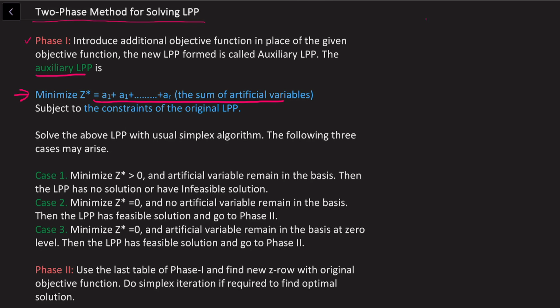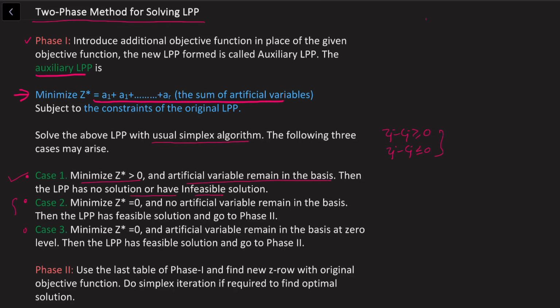We want to solve this LPP with the normal simplex iteration, where Zj minus Cj should be greater than or equal to 0 for the maximization problem, and this is the optimality criterion for the minimization problem, and we apply the row operations. With that we get three cases. In the first case, the minimum of Z star is strictly positive and an artificial variable remains in the basis. Then we conclude that the LPP has no solution, that is, an infeasible solution. In my last video I covered an example for this case.